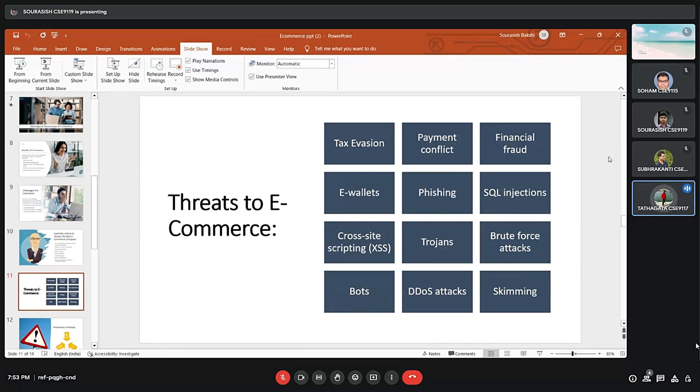Now talking about e-wallets, it is an essential part of the e-commerce platform. In recent times, attacks on e-wallets can lead to the leak of sensitive banking credentials of the users, which can be used by the attackers for their own profit.